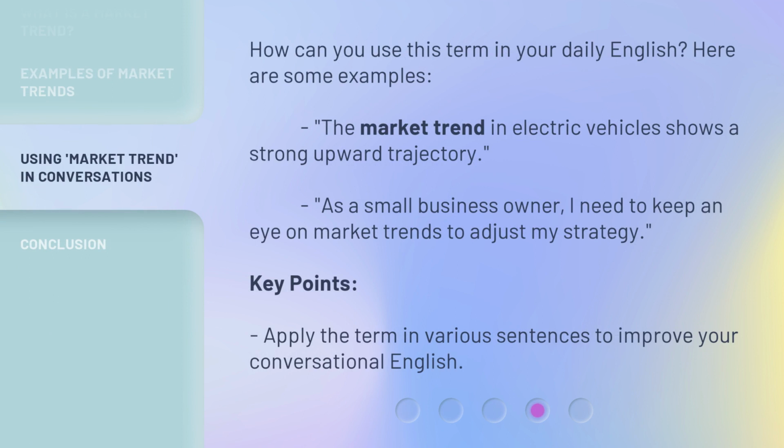How can you use this term in your daily English? Here are some examples. The market trend in electric vehicles shows a strong upward trajectory. As a small business owner, I need to keep an eye on market trends to adjust my strategy. Key points. Apply the term in various sentences to improve your conversational English.